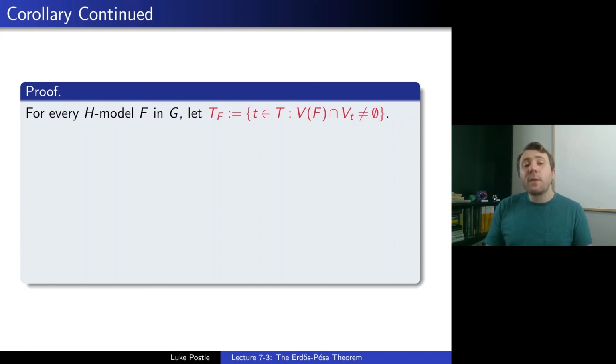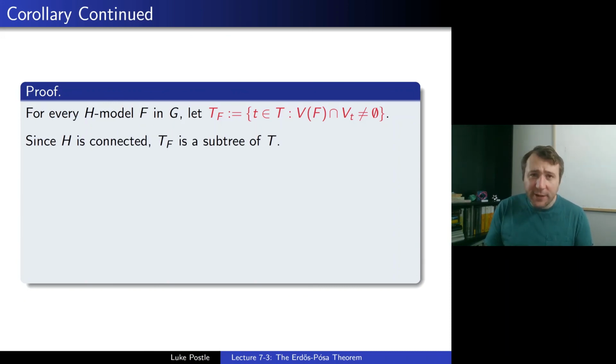So how do we do that? Well, for every H model F in G, we let TF be the set of vertices in the tree T from our tree decomposition, where the bag VT has non-empty intersection with V of F. So we're taking all the bags that contain some vertex of F. And the point is that since H is connected, again, we're only doing this for connected graphs, TF is a subtree of T. Why? Because of the axioms of tree decompositions. Every edge has to be in some bag, so they'd have to overlap. So if you union them all, you get a subtree.